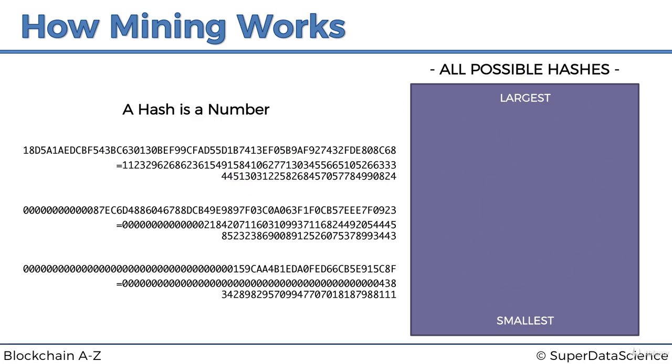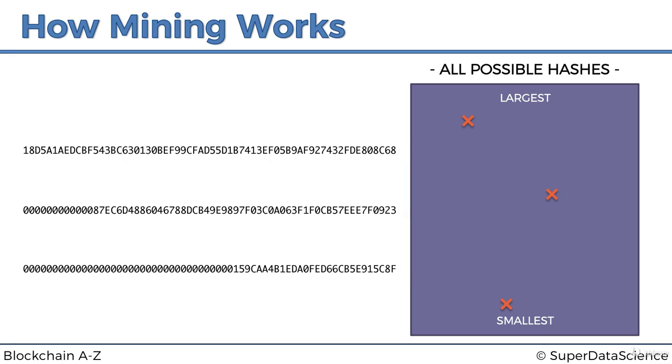And so now we're going to see where these hashes fall on the map. So let's say this top one falls somewhere over there. This one is smaller, so it has to fall lower. This one is smaller, falls lower. And so there we go. Those are our hashes. They're illustrated on the map. We can get rid of the decimal representations now.